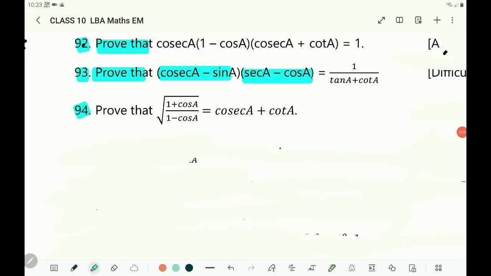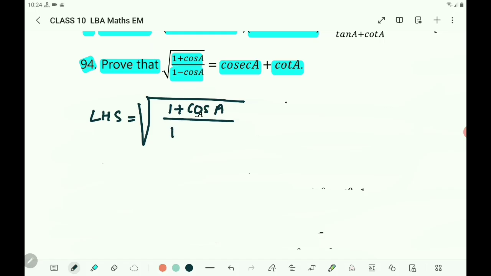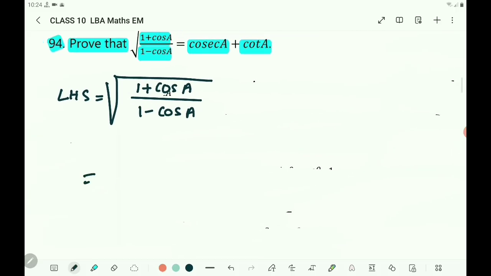Then question number 94, prove that whole root 1 plus cos A by 1 minus cos A is equals to cosec A plus cot A. Then you write LHS. LHS equals whole root 1 plus cos A by 1 minus cos A. Then here 1 minus cos A is there. Multiply both numerator and denominator by 1 plus cos A.